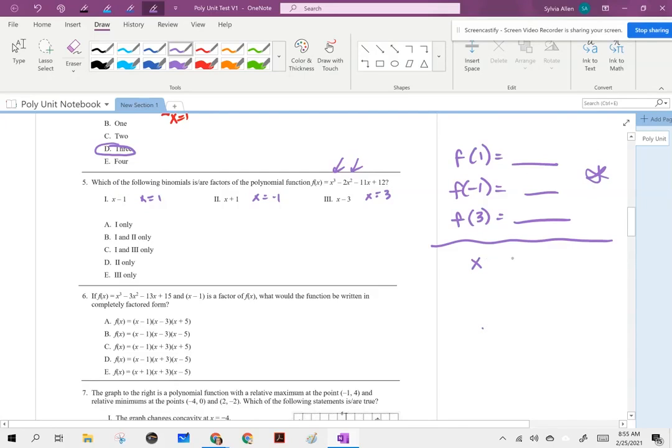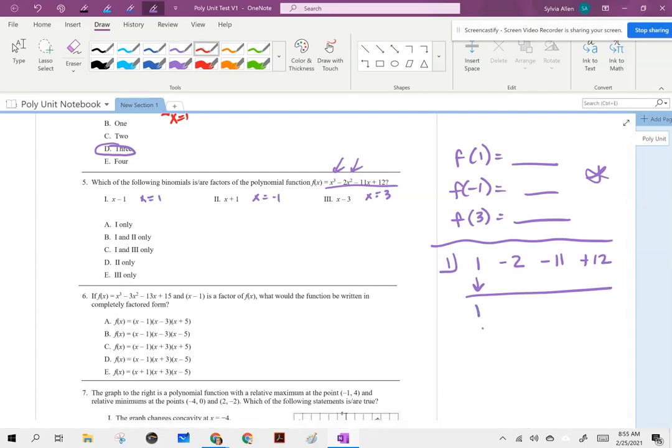So let's do x minus 2, not x, but 1, minus 2, minus 11, plus 12, making sure that that's in standard form, which it is. So let's just go ahead and do this really quickly. I know that this is 1. I'm going to get a 1 here, negative 1, negative 1, negative 12, negative 12, 0. So I know that this is a factor because I got a remainder of 0.